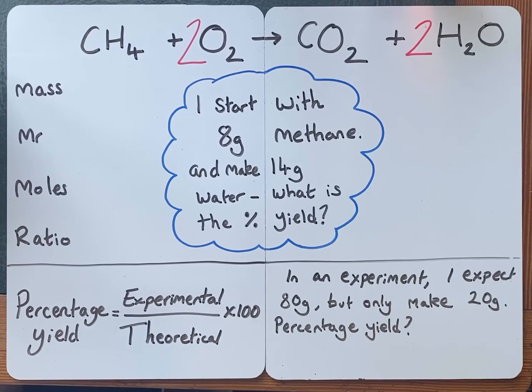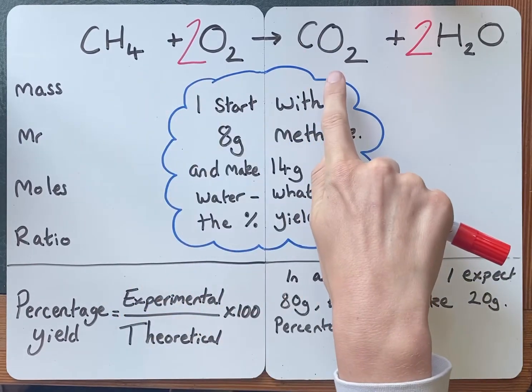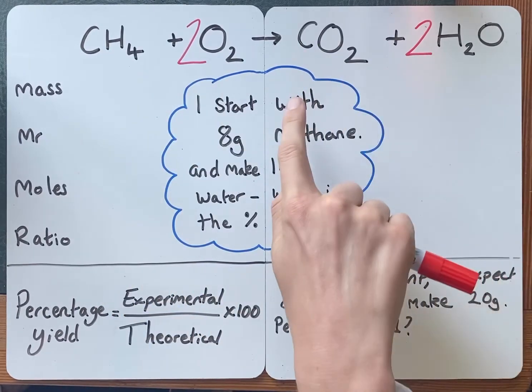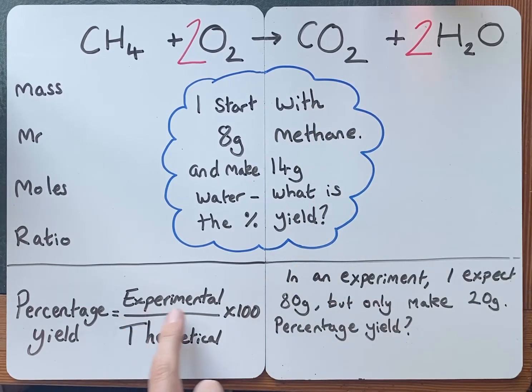To work out the percentage yield, you'll need two other yields. You'll need an experimental yield and you'll need a theoretical yield. As a reminder, a yield is an amount of product made. So in this reaction, our products are carbon dioxide and water. The yield would be how much of one of those we made. The experimental yield will be the amount made when you actually perform the experiment. A theoretical yield will be what you might expect to make when you use the maths.